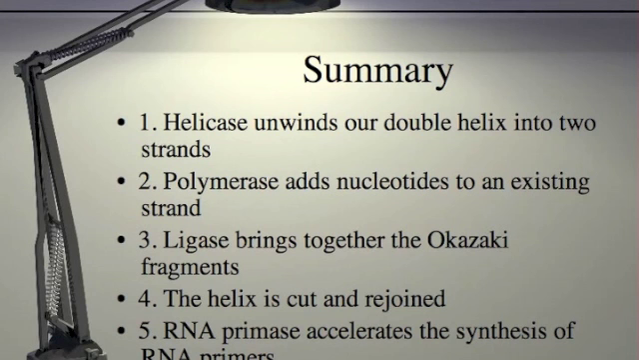In summary, first, the helicase unwinds our double helix into two strands. The polymerase adds nucleotides to an existing strand. Ligase brings together the Okazaki fragments. Then the helix is cut and rejoined. Lastly, the RNA primase accelerates the synthesis of RNA primers.